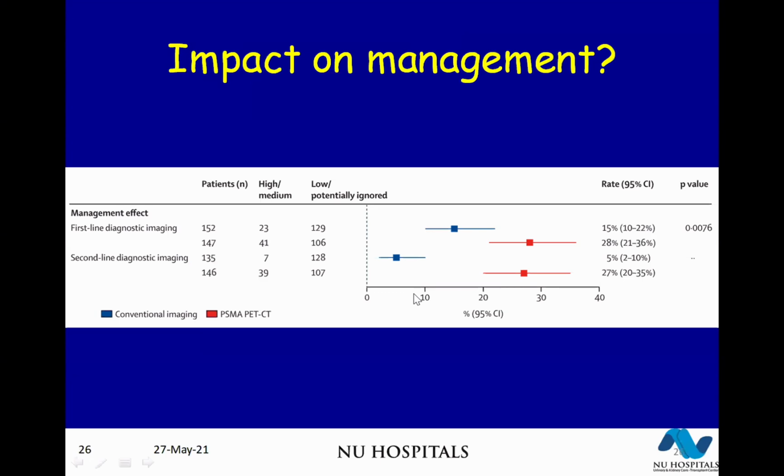So if the second line imaging after CT is a PSMA PET scan, there is a significant change in the management percentage, sir, where you can make out a 5 to 25% difference.